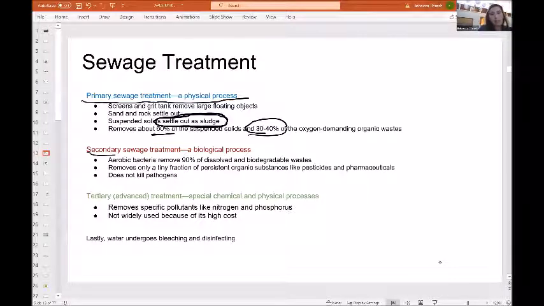Now, secondary treatment, this is a biological process, and this is also what occurs in septic tanks. You've got bacteria that are going to break down a lot of the biodegradable waste, like the majority of it.